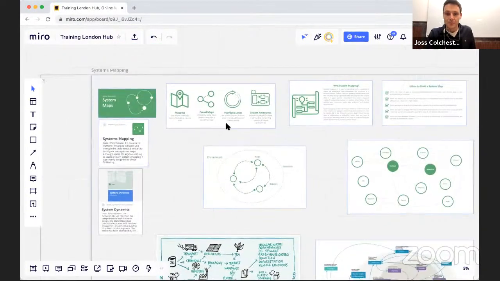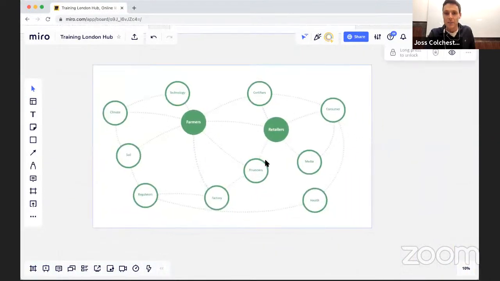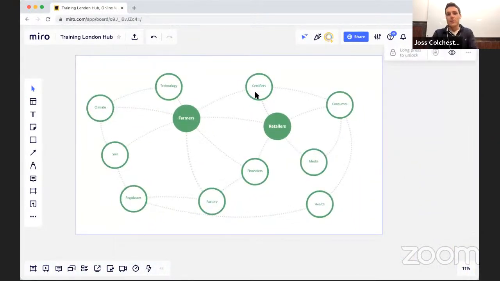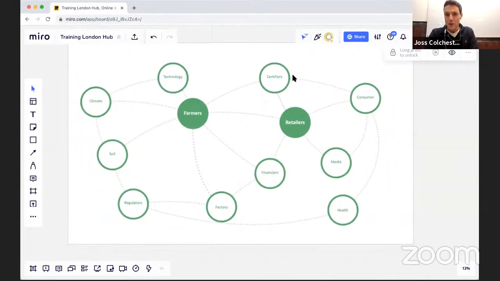So this is another little stylized example to give you an idea. This here might be a food system, right? You can see the elements in that food system. Obviously, we've got farmers, we've got retailers, we've got people doing the finance here, providing loans and so forth.